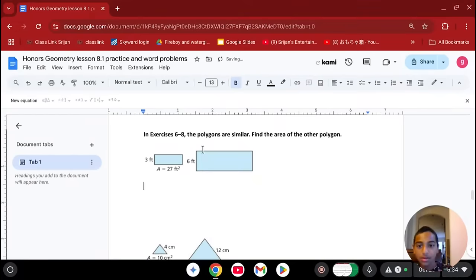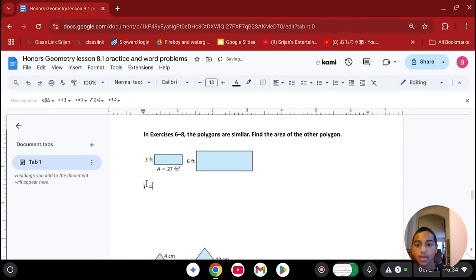Now let's go on to something else. In exercises 6 and 8, the polygons are similar, as always. We want to find the area of the other polygon. First, we know that the area of polygon, or rectangle in this case, 1, is 27 feet. Now, to find the length, we need to figure out 27 divided by 3, or 9 feet. That is the length of this first rectangle.